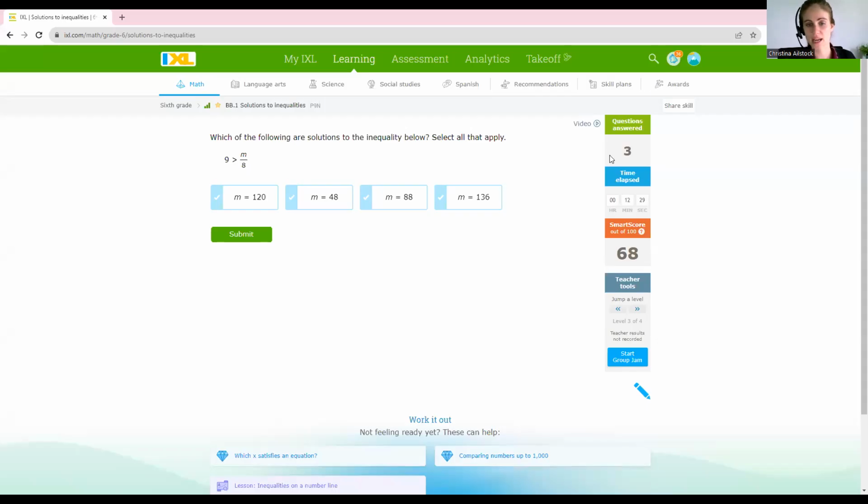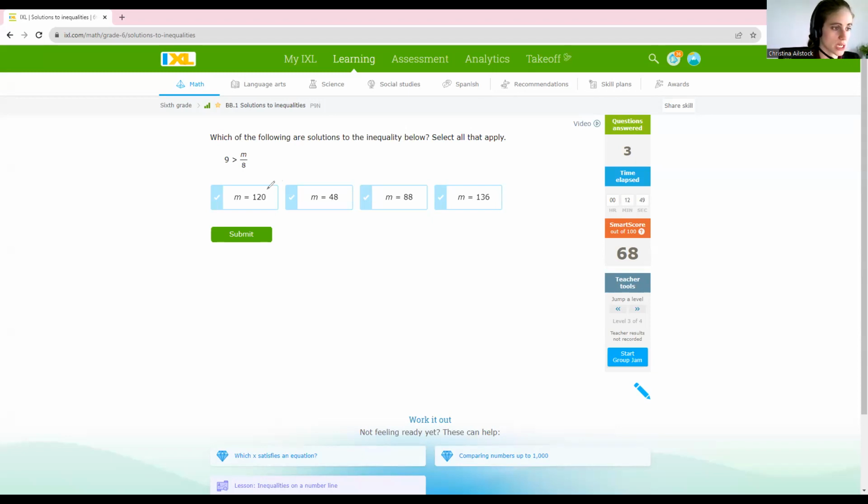Ooh, all right, now we're kicking it up a notch. So we may actually do a couple more of these since this is a slightly different type. We have an equation here, but it's the same process. We're going to substitute, we're going to plug these values in for m and see if it makes a true statement.